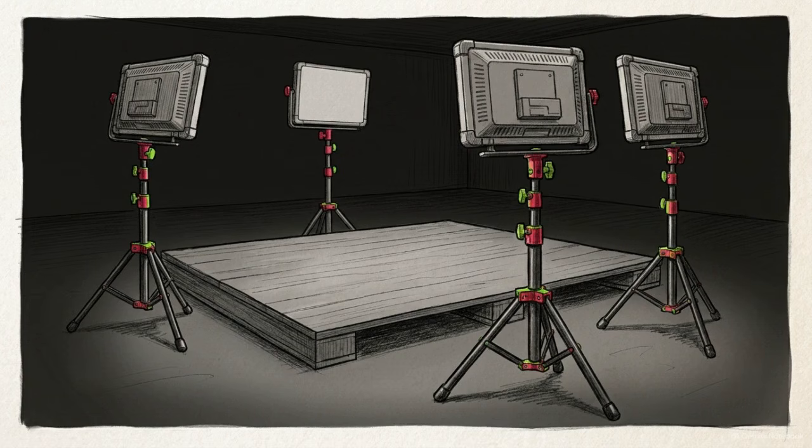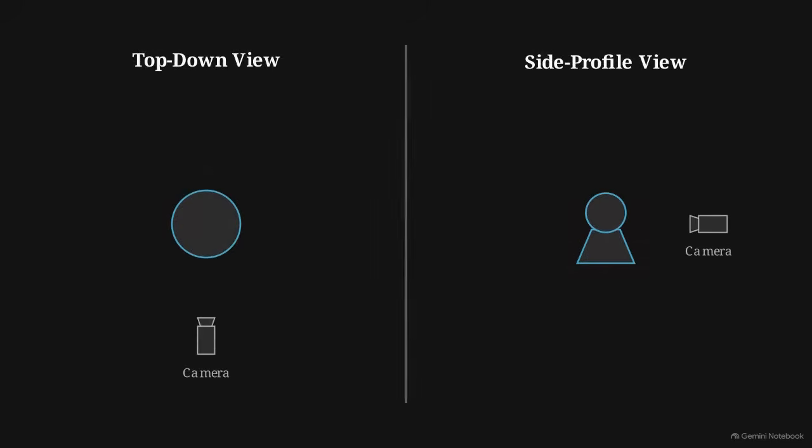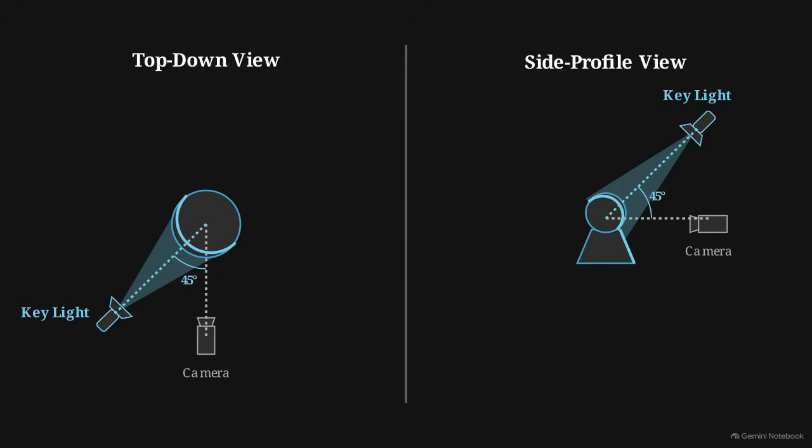With the base environment set, we move to the three-point lighting setup. This serves to sculpt the shape of our 3D subject and pull it away from the background. Start with the key light. Position this main source of illumination about 45 degrees in front of your subject and angle it slightly downward from above to cast natural-looking shadows.